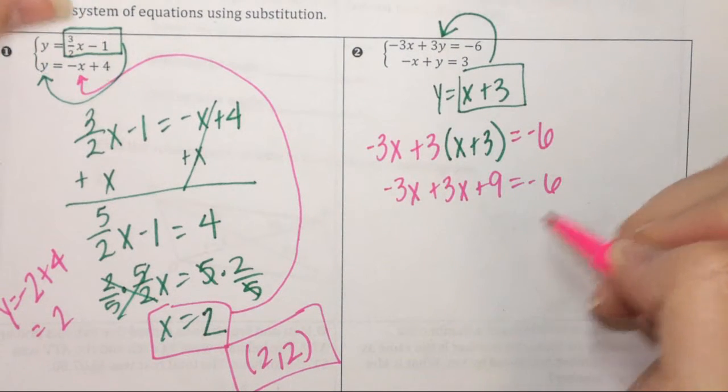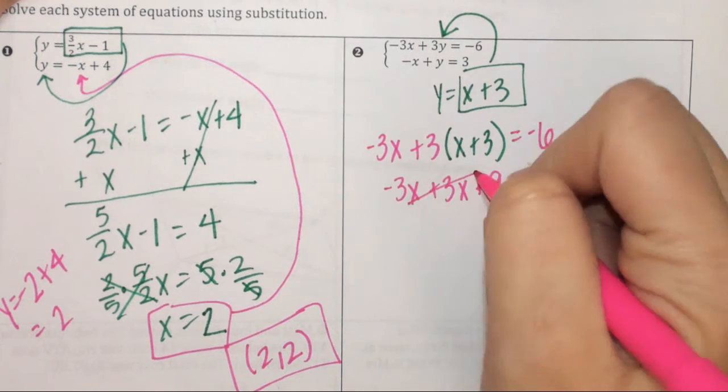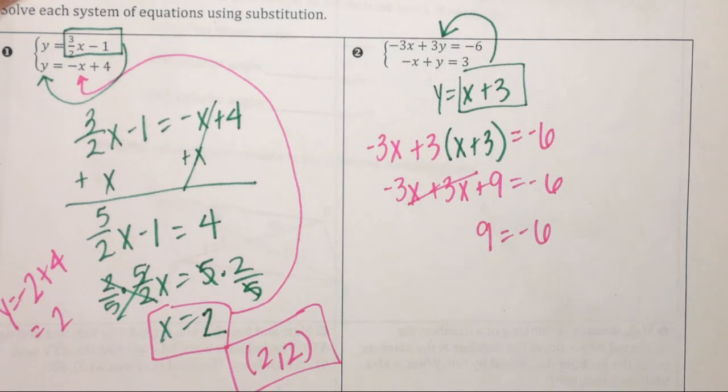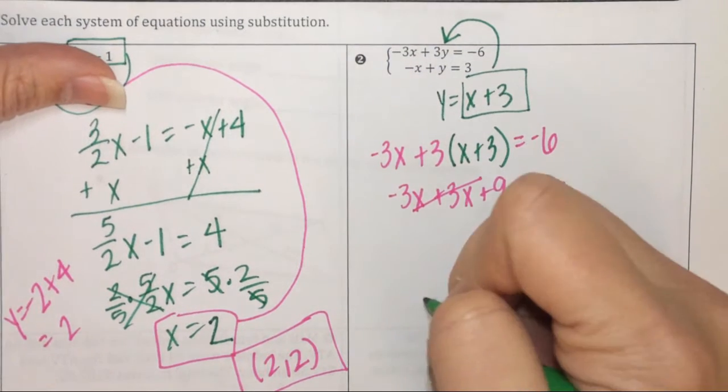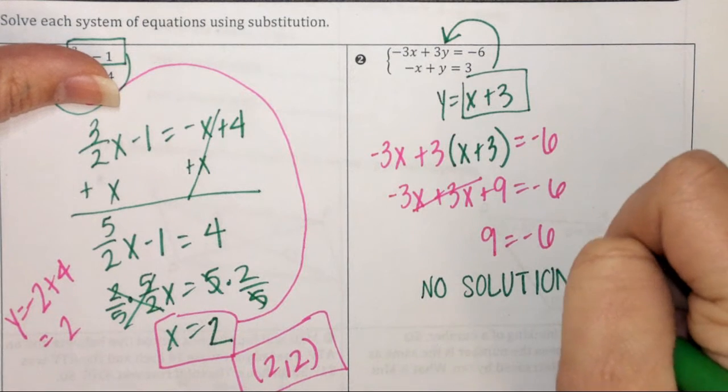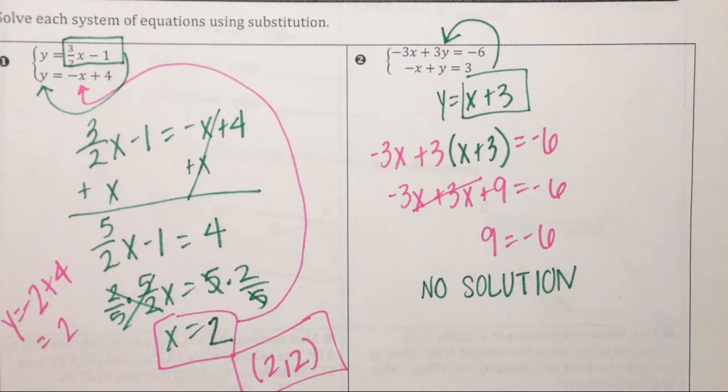What's negative 3x plus 3x? 0. So you're left with 9 equals negative 6. Is that a true statement? So what's our answer? Does anybody think they got that one right? Hey, good job.